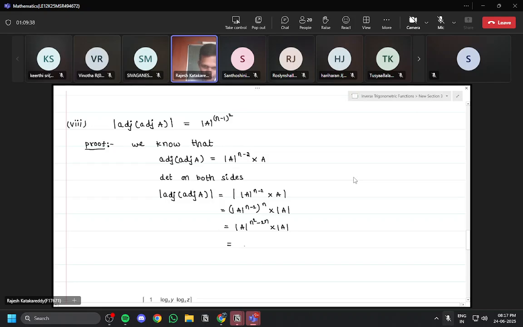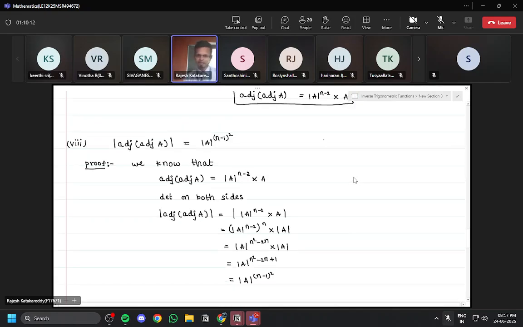This is determinant of A to the power n square minus 2n plus 1. Base is the same, adding powers. Now we can write this as det A to the power n minus 1 whole square. If you are doing it 3 times, you will write n minus 1 whole cube. 4 times, n minus 1 whole power 4. r times, n minus 1 whole power r. N is your order.